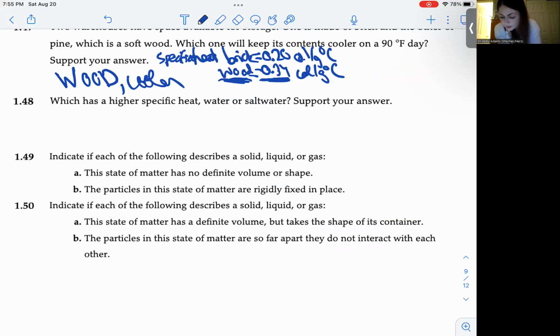And 1.49, indicate if each of the following describes a solid, liquid, or a gas. Okay, 8. The state of matter has no definite volume or shape. Okay, so no volume, no shape. You know that is a gas because we just went over those definitions. The particles in this state of matter are rigidly fixed in place, and you know that is a solid.